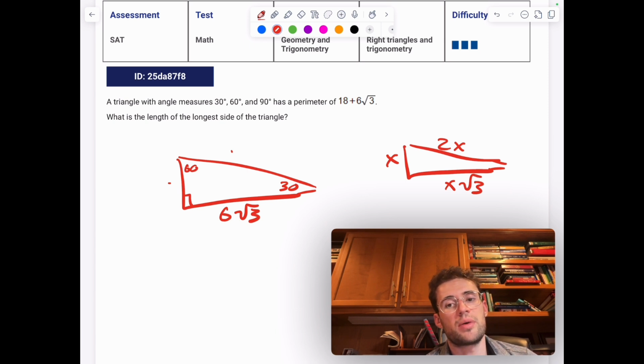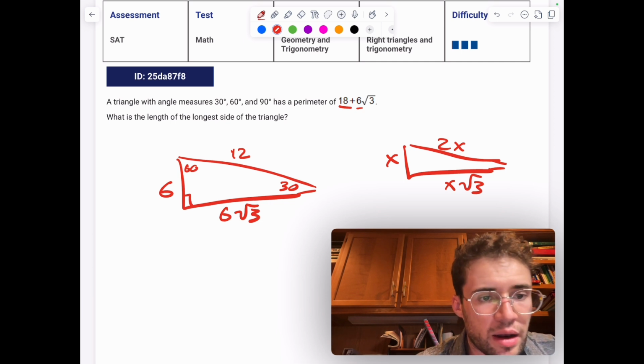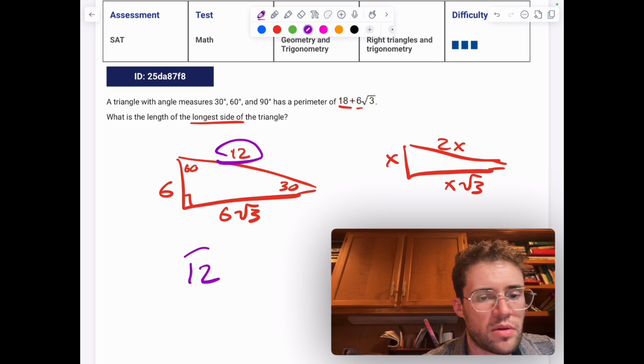That could happen, but then it wouldn't be so much smaller like this. So if this is 6 root 3, the small side is 6, and the other side is 12. 6 plus 12 makes 18, so that checks out, and then plus 6 root 3. And then they say, what's the length of the longest side of the triangle? That's the hypotenuse, so they're looking for the 12.